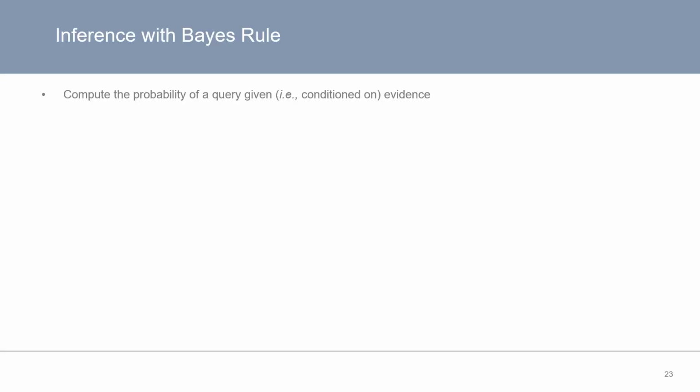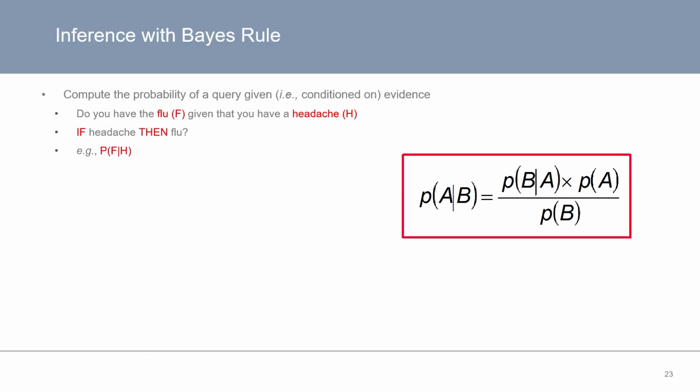Here we want to compute the probability of a query, or some outcome, but that probability is going to be conditioned on some existing evidence. So for example, in asking what the probability is that we have the outcome flu, we might want to take into consideration the evidence as to whether or not we have a headache. So imagine we have the rule, if headache, then flu. We can express this as the probability of flu given that we have a headache. And here's where the Bayes rule comes in. This is because we have a conditional probability that we want to understand and calculate.